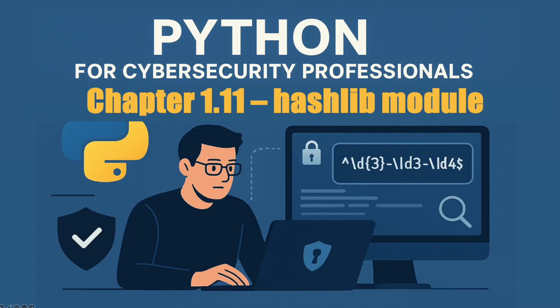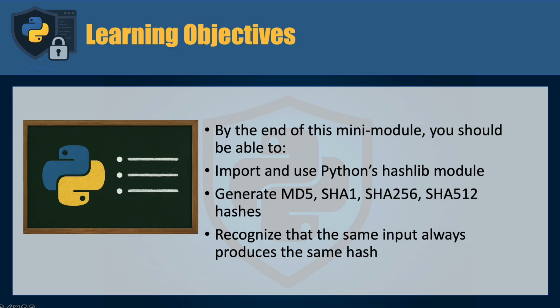Welcome to Chapter 1, Section 11, the HashLib module. In this module, we'll talk about hashing with Python. By the end of this lesson, you should be able to import and use Python's hashlib module, generate different types of hashes such as MD5, SHA-1, SHA-256, and SHA-512, and understand that the same input into a hashing algorithm always produces the same hash.